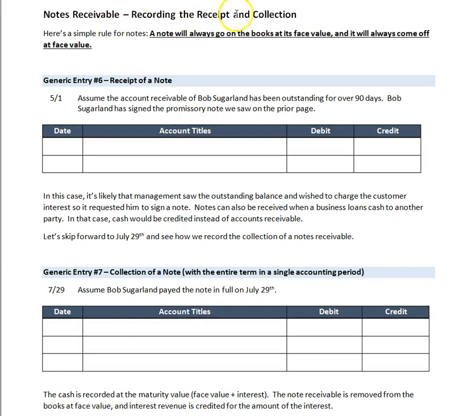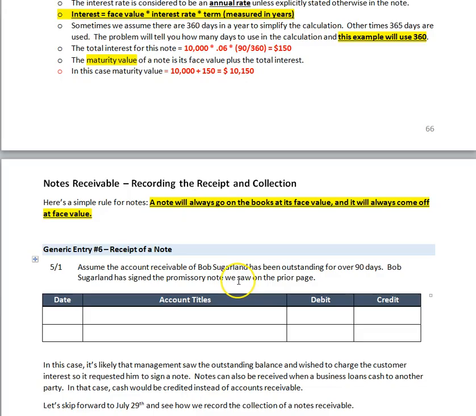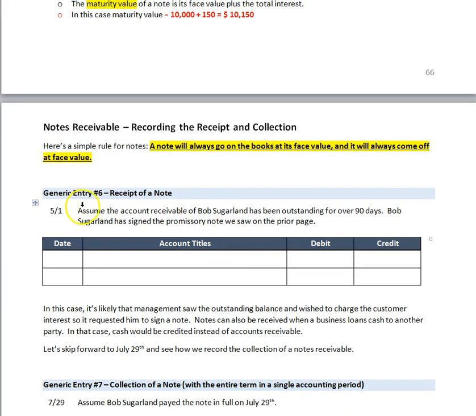Alright, let's get into notes receivable and how we actually do the journal entries, recording the receipt and collection of a note. Here's a simplifying rule. For notes, notes will always go on the books at their face value. The face value of this note is $10,000. It will always go on at $10,000, always come off at that face value, 100% of the time.